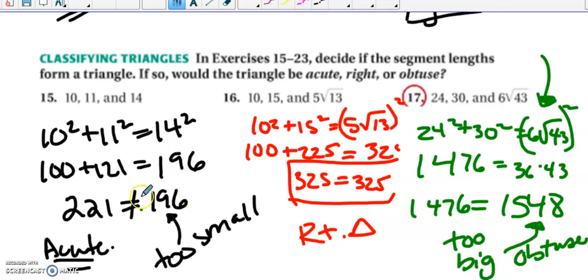So to sum up, look at the C. If the C is too small, it's acute. If the C equals it, it's right. If the C is too big, then you know you have an obtuse triangle.